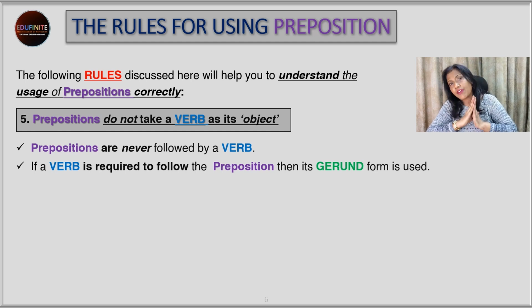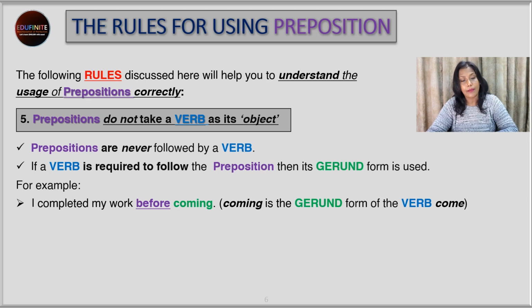So a verb can never follow a preposition, but if we need a verb to follow that particular preposition, then it has to be in the gerund form. That is what? It is in the ing form. Let's look into some of the examples to understand it better. That is a base verb plus ing. That's the same as the present participle. I completed my work before coming. So again, over here we see before is the preposition, and after that we have coming, which is the gerund form of the verb come.